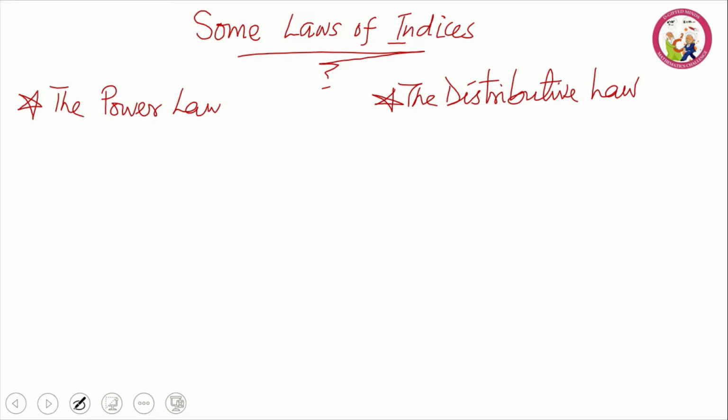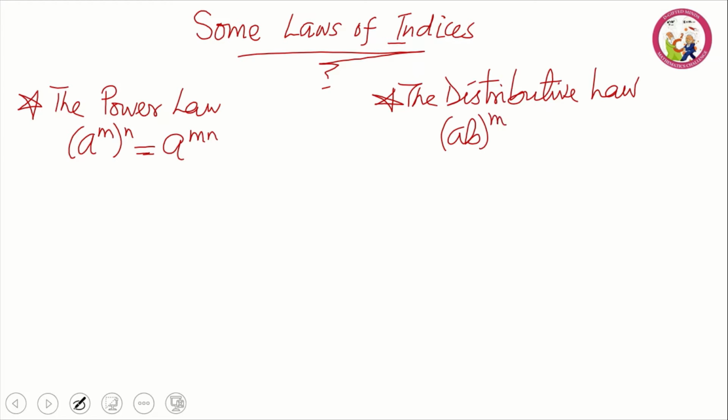Alright, now by the power law, when you have a term, say a to some power m enclosed within the bracket with another power n outside the bracket. By the power law of indices, to simplify this, you open the bracket, this becomes a raised to power m times n.